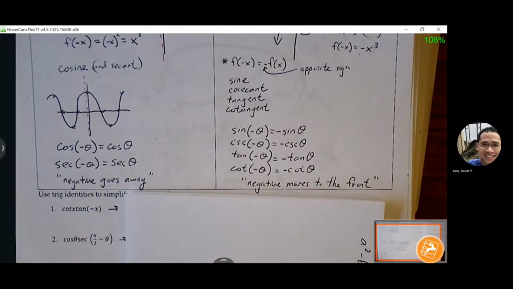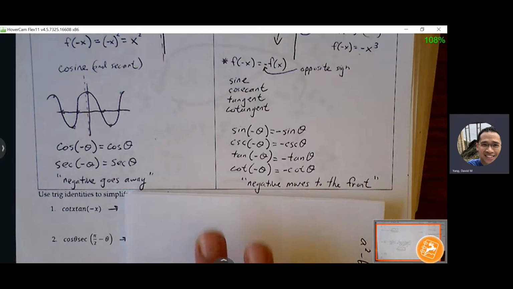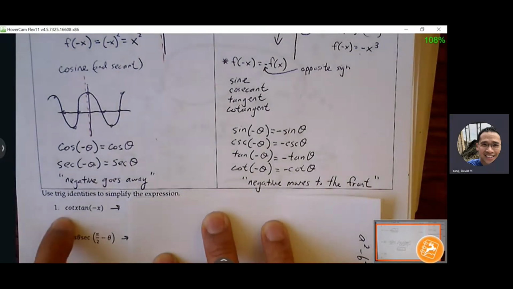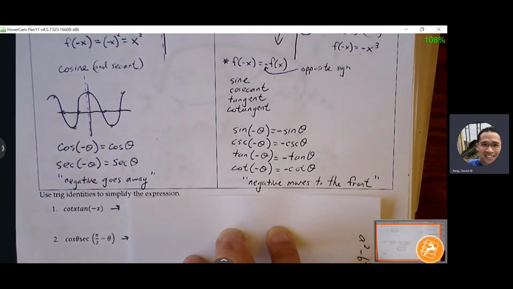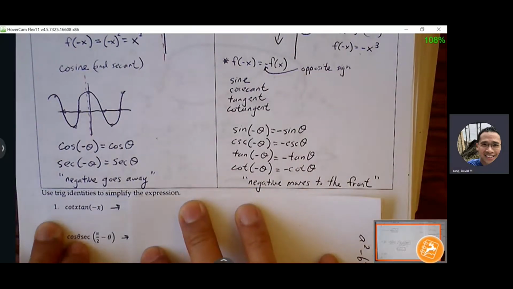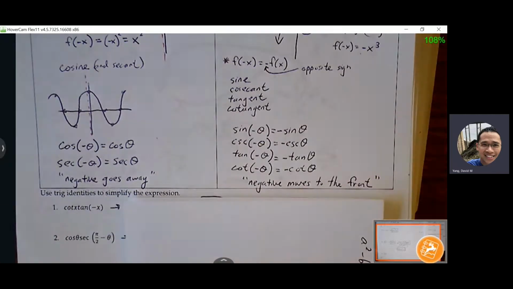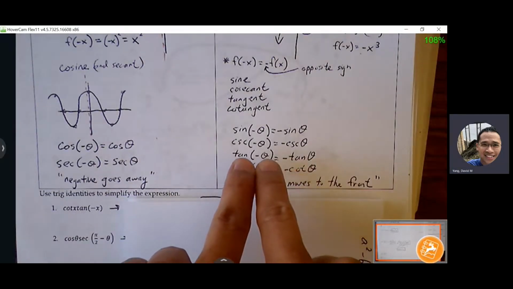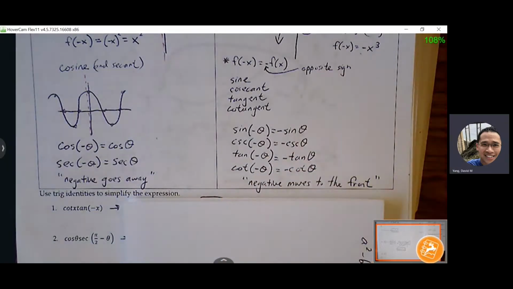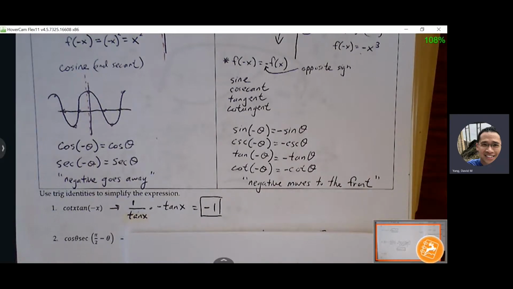All right, let's try number one. Use trig identities above to simplify each expression. Cotangent of x, maybe we can do a little bit of converting. Cotangent of x can be rewritten as 1 over tangent x. What can we do with tangent of negative x, though? Take that negative and move it to the outside. That's what this property tells us. We can take a negative that's stuck inside that tangent and move it to the outside. So now we're left with 1 over tangent x times negative tangent x. The tangents cancel out. There's a negative left over, so negative 1.